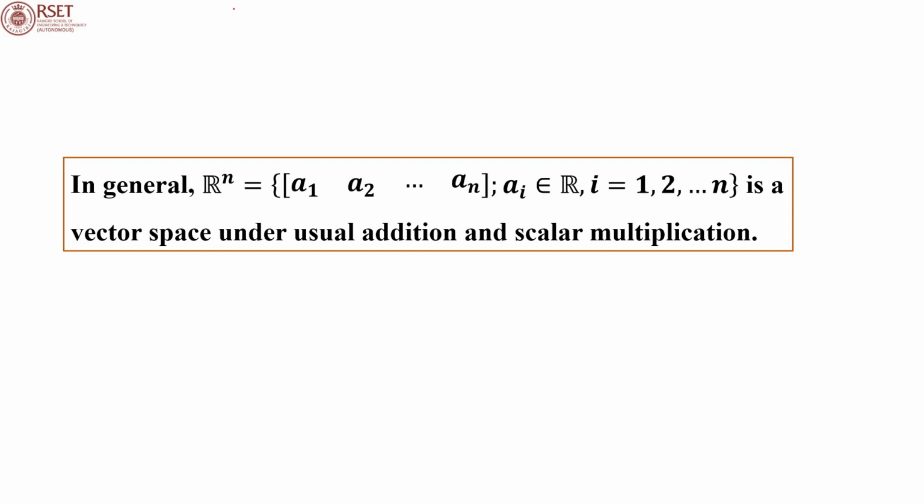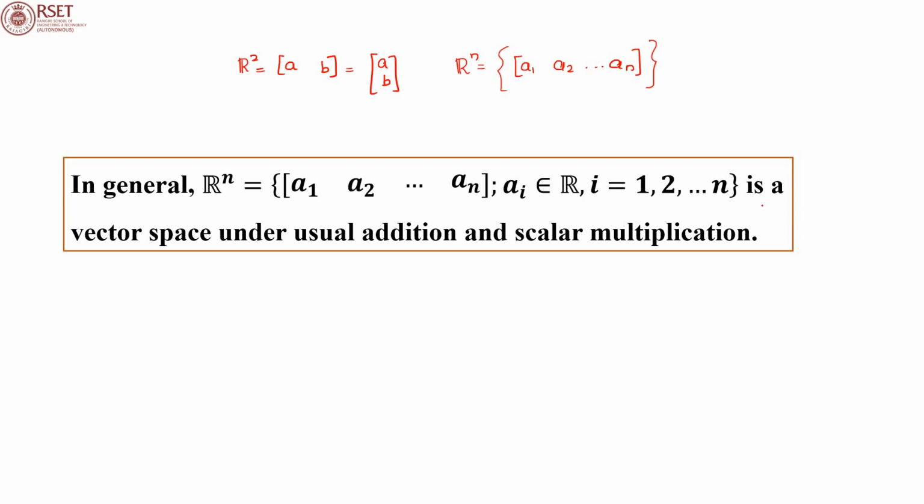So, in general, we have now proved that R2 is a vector space. R2 is a set of all elements of the form (a, b). Now, Rn can also be written as column matrices. That is also the same. So in general, Rn is the set of all n-tuples (a1, a2, ..., an), where a1, a2, ..., an are real numbers. This Rn is a vector space under usual addition and scalar multiplication.